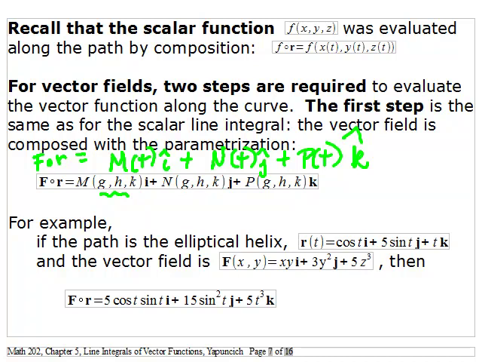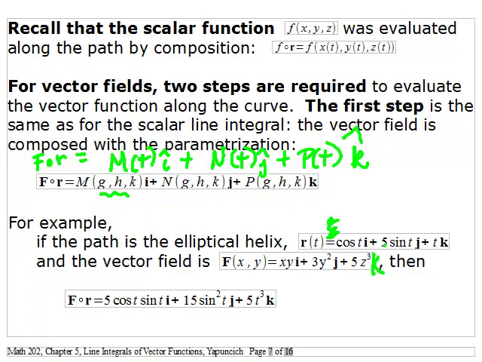So the path is an elliptical helix. It would be a circular helix if there was a 5 in front of here, or if they both were 1s. Okay, so you have this elliptical helix, and here we have a vector field, xy i, plus 3x squared j, plus 5z squared, and there should have been a k on the end of that. That looks like it got left off.